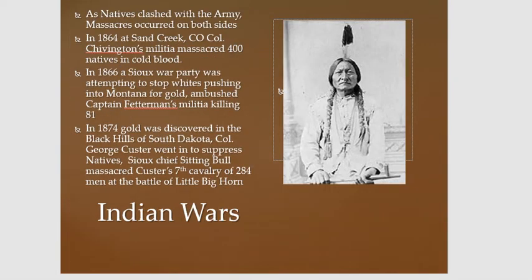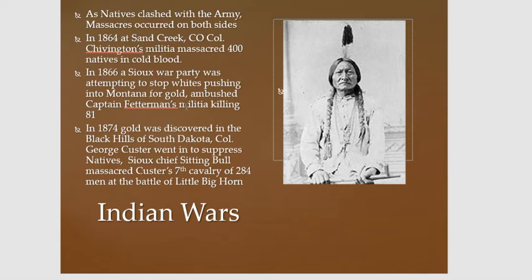Now, of course, the Native Americans are going to be pretty mad about this, and they're going to start fighting back, because this is their way of life. This is one of the most famous Native American resistance fighters, that is Sitting Bull. Alright, so Native Americans are going to clash with the army, and there's going to be massacres committed on both sides. Native Americans are going to come in and kill a whole bunch and scalp a whole bunch of people. So then the army is going to go in and behead a bunch of Native Americans. It's just ugly going back and forth. In 1864 at Sand Creek, Colorado, there was a Colonel Covington.